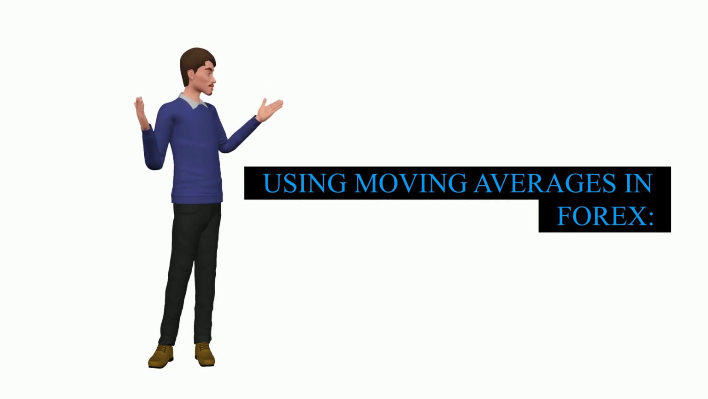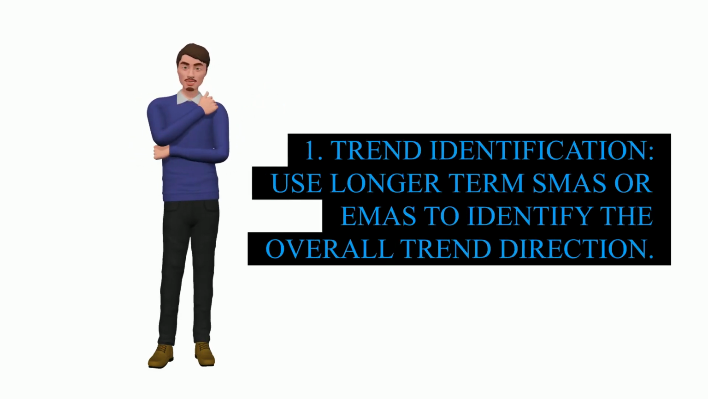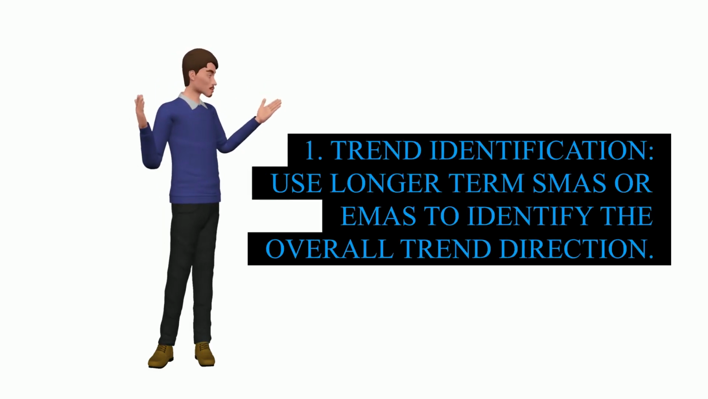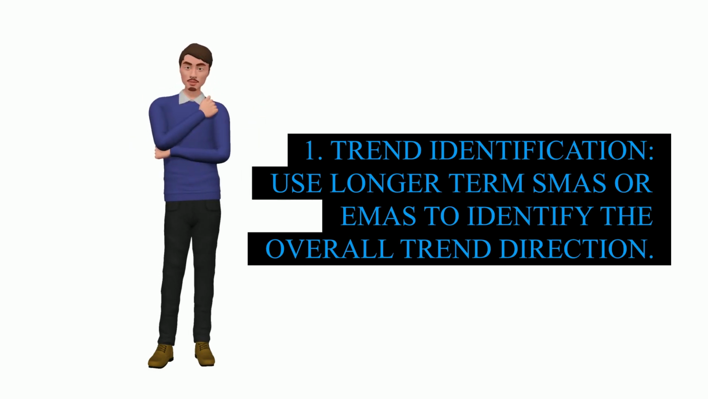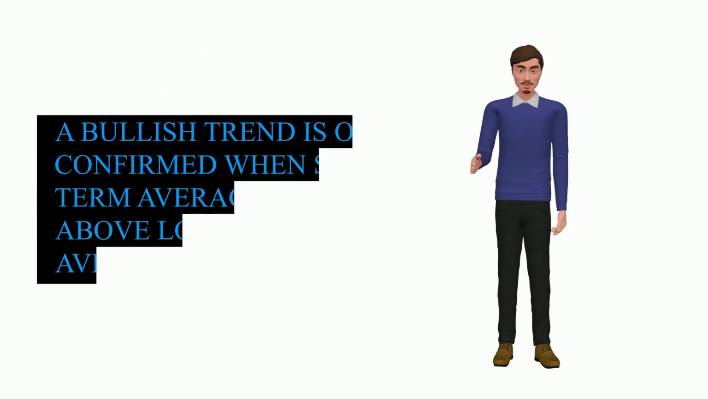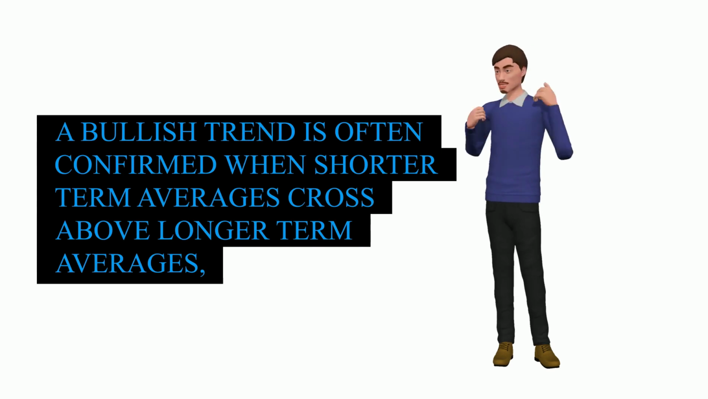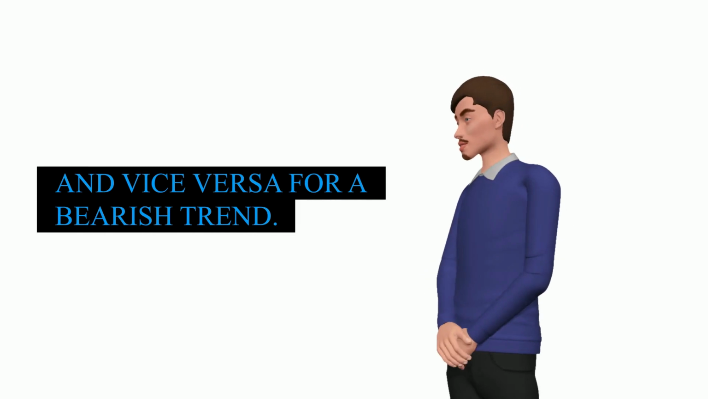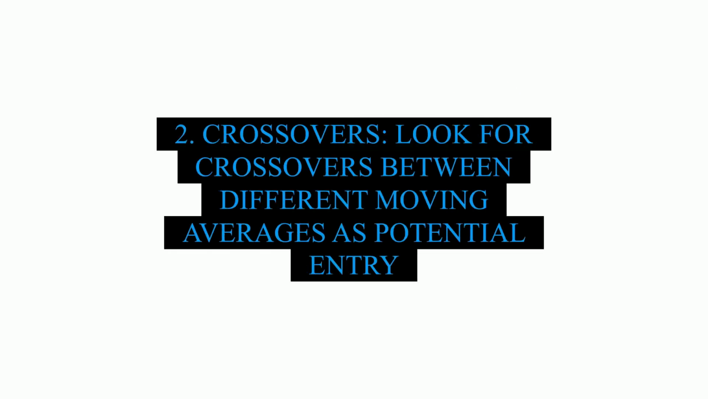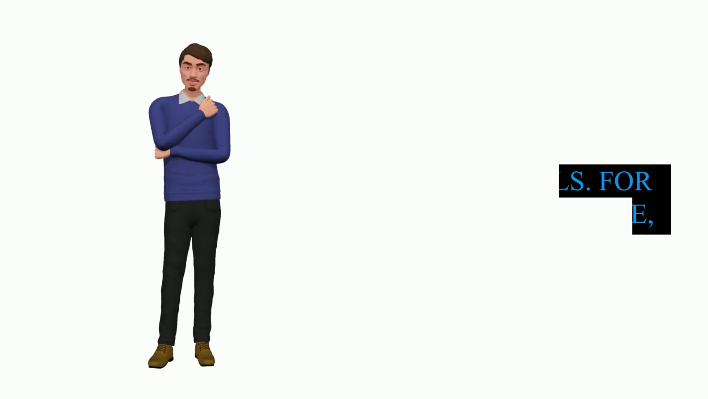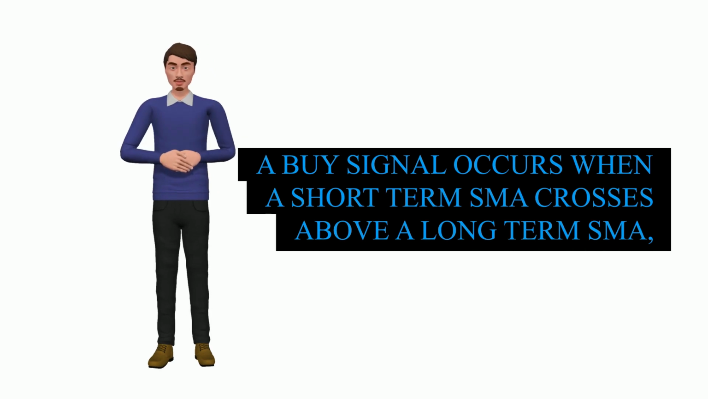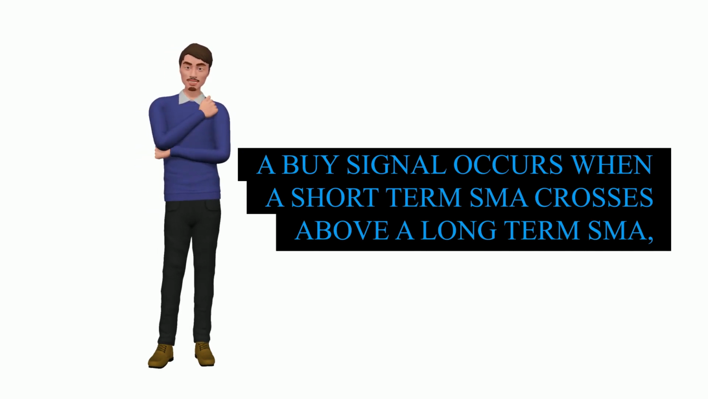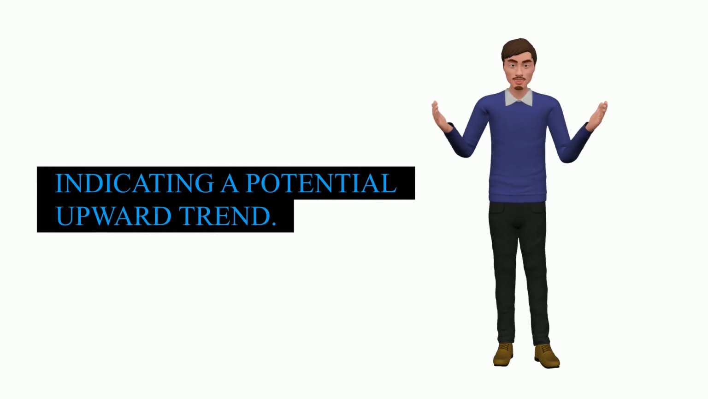Using moving averages in forex. 1. Trend identification. Use longer-term SMAs or EMAs to identify the overall trend direction. A bullish trend is often confirmed when shorter-term averages cross above longer-term averages, and vice versa for a bearish trend. 2. Crossovers. Look for crossovers between different moving averages as potential entry or exit signals. For example, a buy signal occurs when a short-term SMA crosses above a long-term SMA, indicating a potential upward trend.